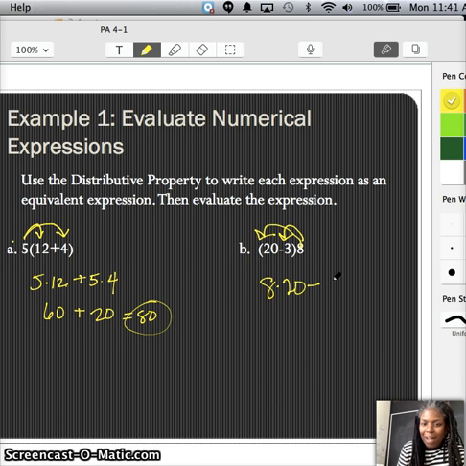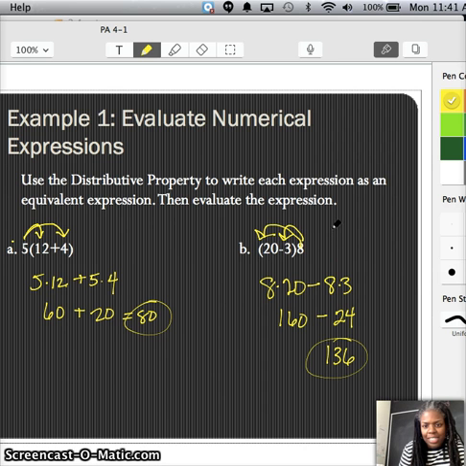So that's going to be a minus 8 times 3. Does that make sense? I hope so. 8 times 20 is going to give me 160, minus 8 times 3, which is 24. When I subtract 24 from 160, I get, I think, 136, if I'm not mistaken.